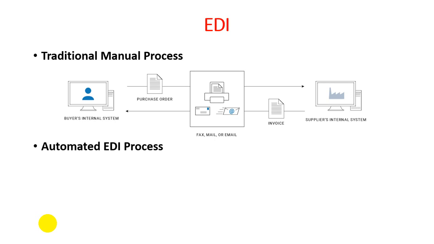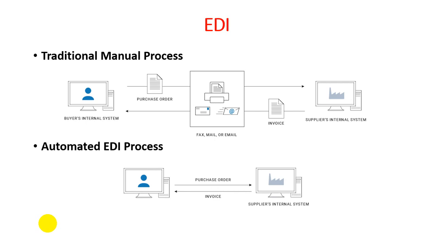And now, the conversion from the traditional to the automated EDI process is nothing but eliminating an intermediate system between the buyer's and the supplier's internal systems. Now they can communicate directly through the purchase order and the invoice system without any fax, mail or email, because now they are using a computer to computer system, so they can rely on it instead of person to person communications, and it provides more security compared with the intermediate process.